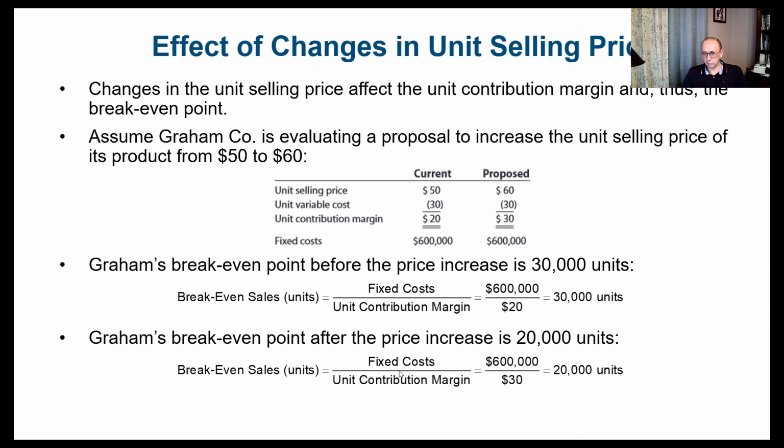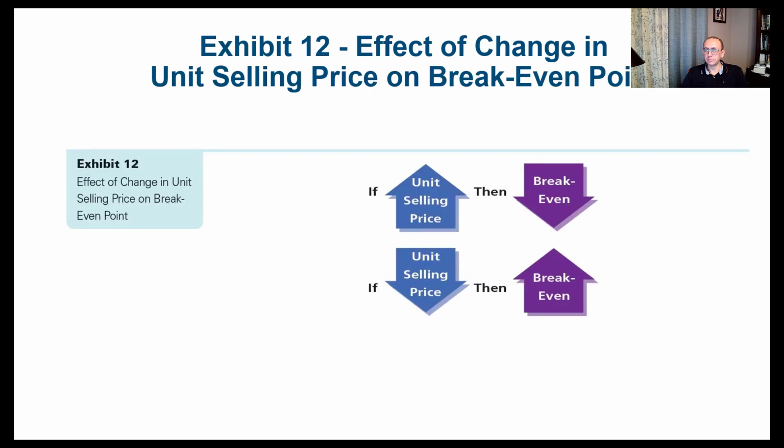So let's do the math again. The fixed cost is still 600,000 divided by the revised, or proposed, unit contribution margin of 30, and that would give us 20,000 units. So our break-even sales now are less. In order to break even, based on an increase in selling price, we expect that the break-even point would go down, which is actually good news.